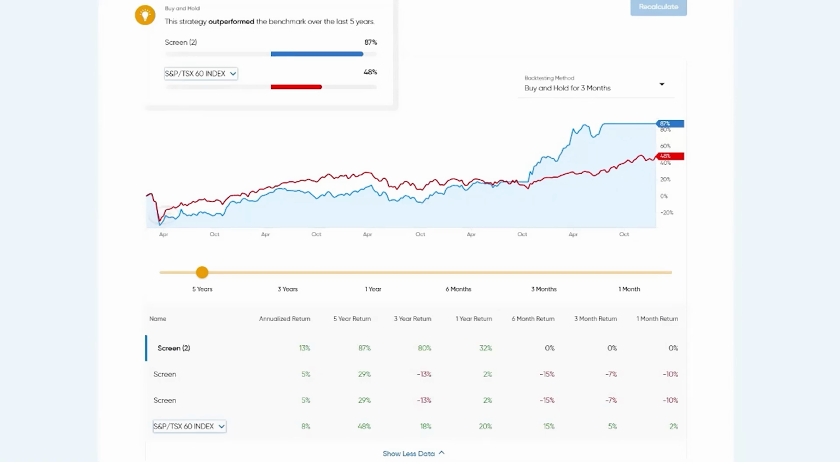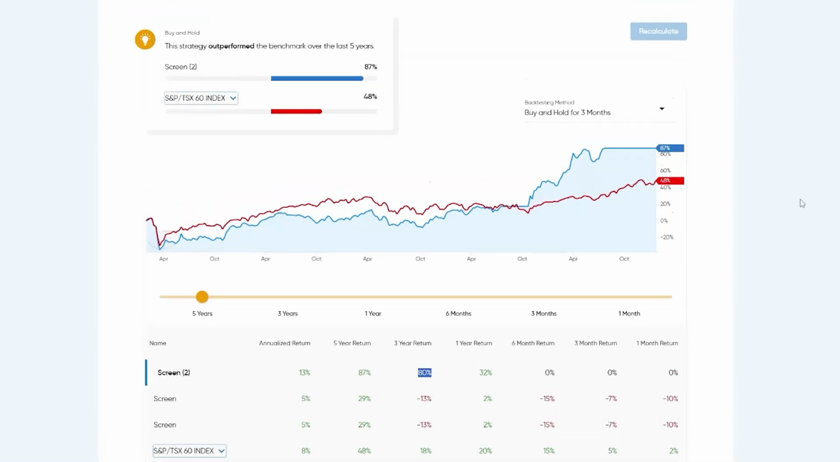In a matter of less than 5 minutes, we have a strategy that's outperforming the TSX 60 already, right? Focusing on value, dividend income, right? And income overall. So we have a 13% annualized return versus 8, right? 3-year returns, 80%. So this is quite interesting, right? And you can see the chart where we haven't had any new names since last year.